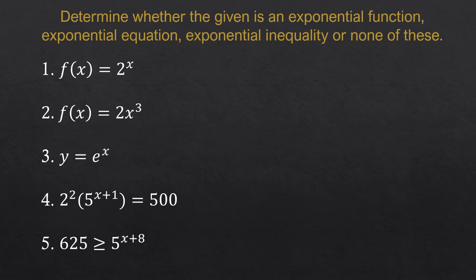Now let us determine whether the given is an exponential function, exponential equation, exponential inequality, or none of these. Number 1, we have f of x equals 2 to the x power. For number 1, we can classify this as exponential function. Why? First, on the right side, we have 2 to the x, which is an example of an exponential expression. Then, we can see that we have here the independent variable x and the dependent variable f of x.